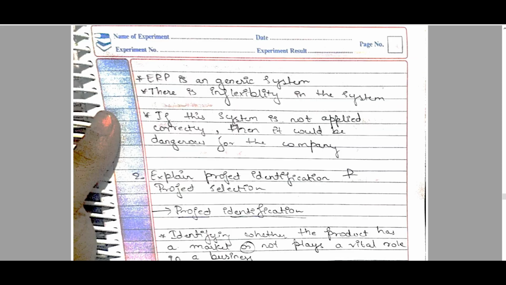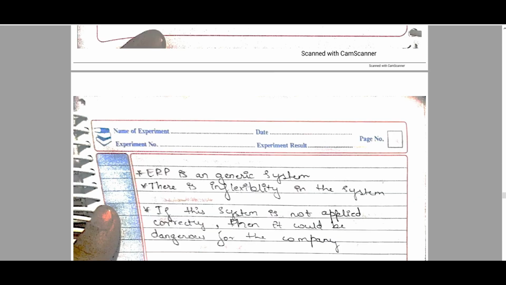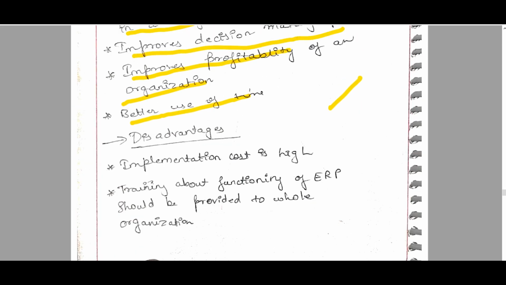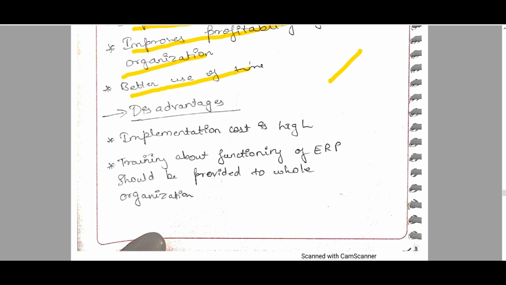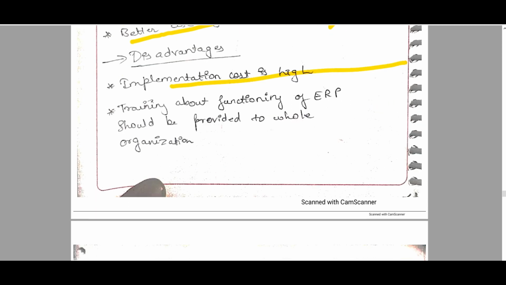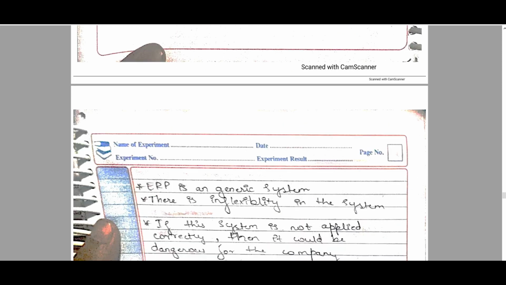Disadvantages has not been asked. So if they ask for 10 marks, you can fill it up. Implementation cost is high. Training about the functions of ERP should be provided to the whole organization. So ERP is a system, a single person can't handle ERP, so it must be taught to each and every person in an organization.